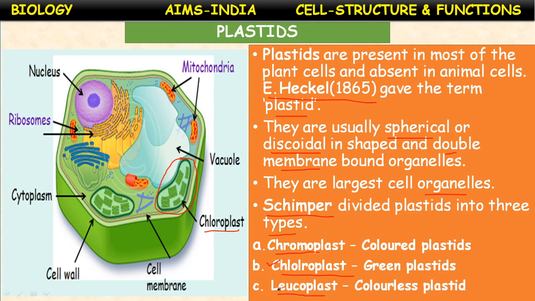Whereas leucoplasts are colorless plastids. They help in the storage function. They store different food materials in the form of starch, lipids, and proteins. They are of different types, which you will study in higher classes, like elaioplasts and amyloplasts. So let us study the structure of chloroplast.